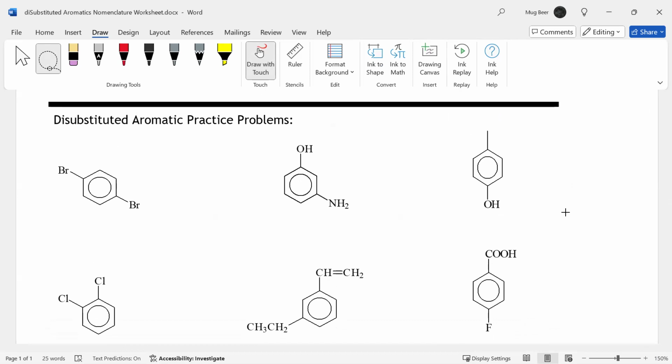What do you got for the first one? Para-dibromobenzene. Is there another name you could give it? P-dibromobenzene. What's the other one? 1,4. 1,4. Yeah. So there are 6 names for the second. Great, that's great.